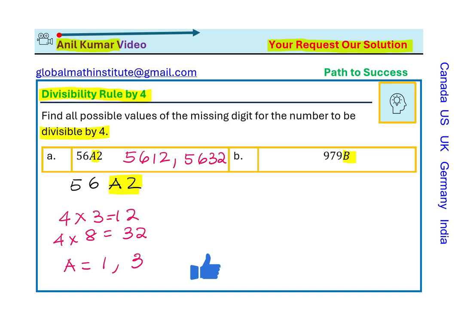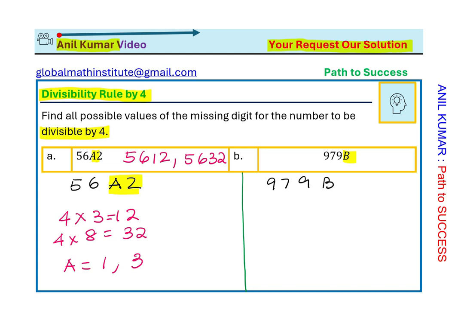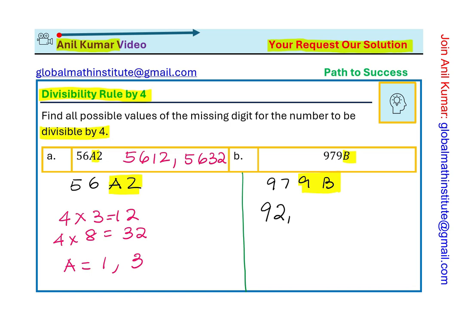Perfect. Now let's look into part B, where the number given to us is 979B. So once again, we are looking for the last two digits to be a multiple of 4. Now in this case, we have 9 something, right? So what could those numbers be? Well, 90, as you know, will not work. B has to be an even number. So 92 can work. And then 94 will not work. 96 can work, right? And 98 will not work. So these are the only two options.